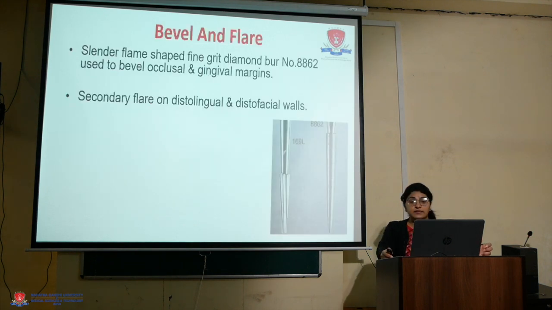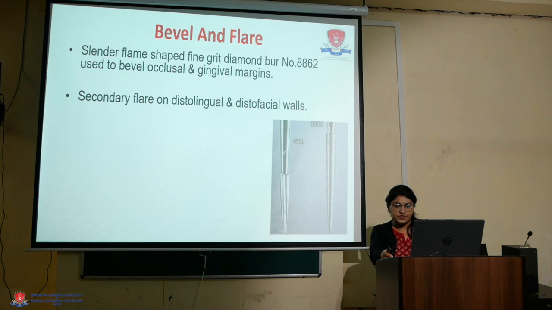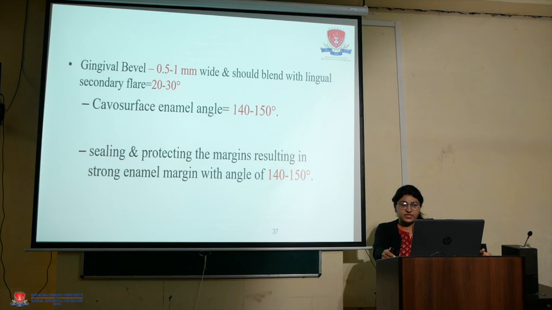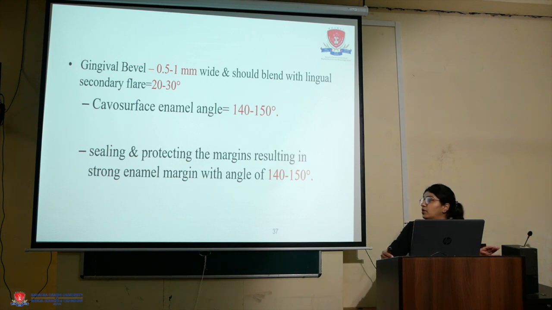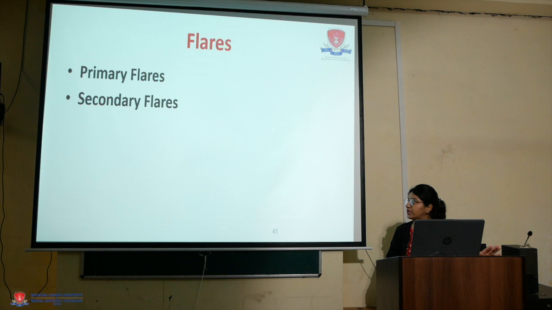And bevels and flares, for these indirect restorations, this is something important. These bevels and flares are given, and as I mentioned earlier, you can use the burr 8862, which is a diamond burr, to provide these bevels and flares. The gingival bevel given here is around 20 to 30 degrees and the width is around 0.5 to 1 millimeters, and the cavo surface enamel angle is around 140 to 150 degrees. This gingival bevel will help us in providing the lap sliding fit, and there are mainly two types of flares given, the primary flares and the secondary flares.